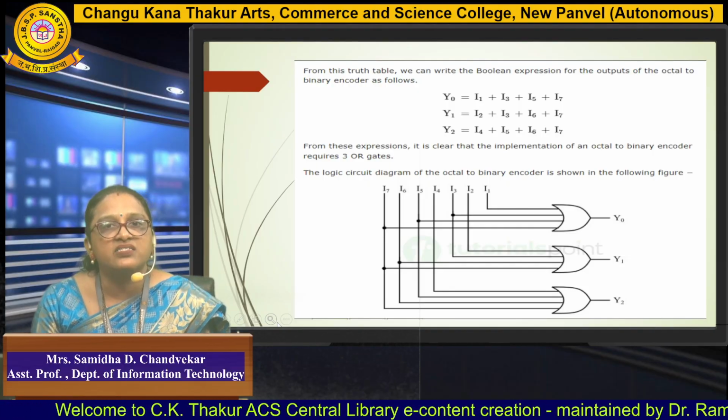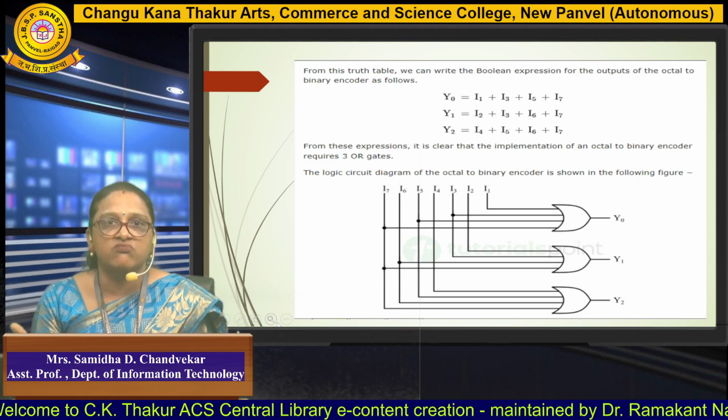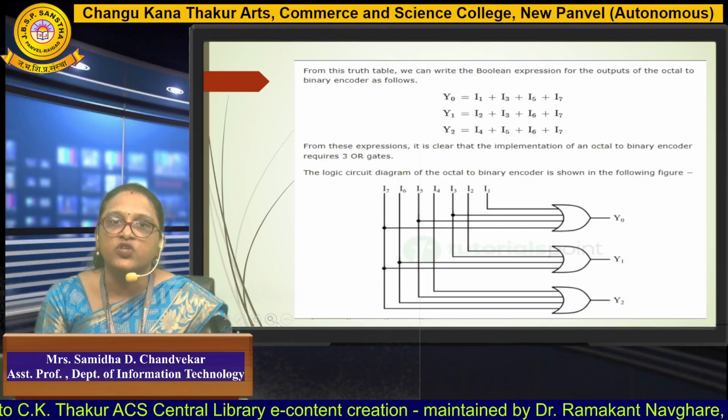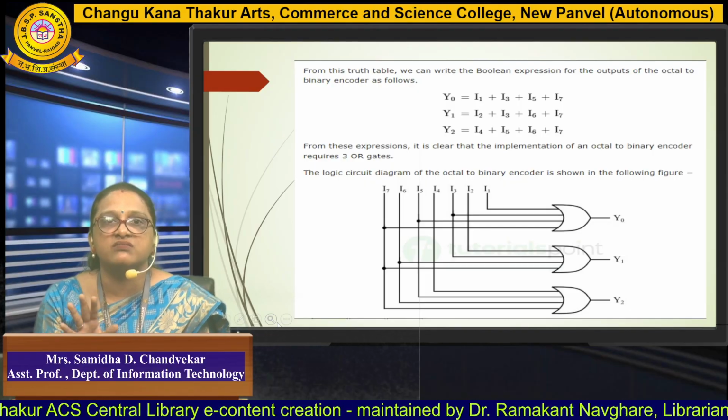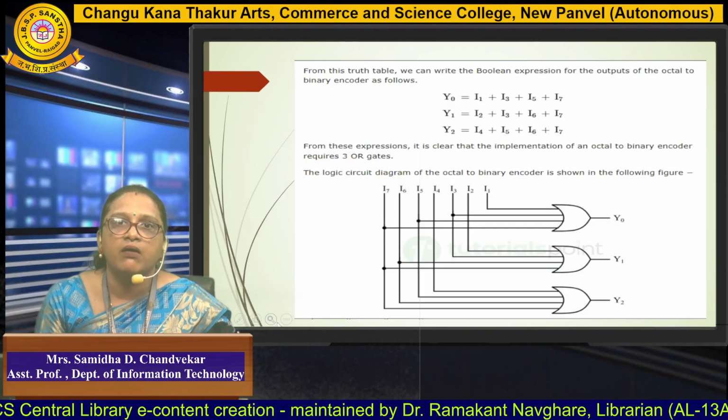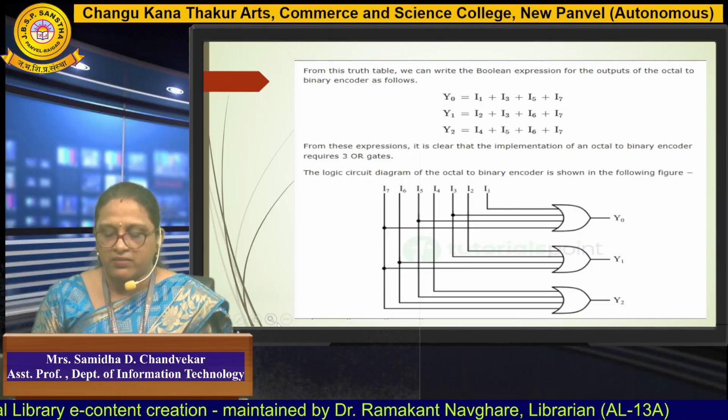According to that, obviously there are 3 outputs, so it requires 3 OR gates. Then this is the circuit diagram for this octal to binary encoder.